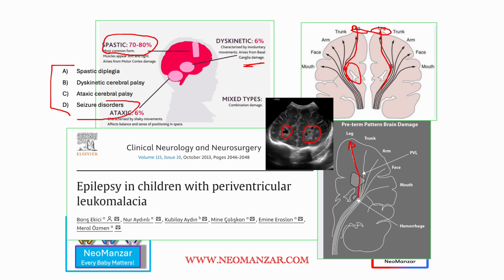Now what about the seizure disorder? This is a nice article, if you guys can pull that, and epilepsy has been shown to be associated with periventricular leukomalacia. But again, among the given choices, A is the best choice. So you can say that seizure is associated, but A is the best choice. So now you understand how periventricular leukomalacia is associated with type of CP and which type of CP. Of course, read about it.